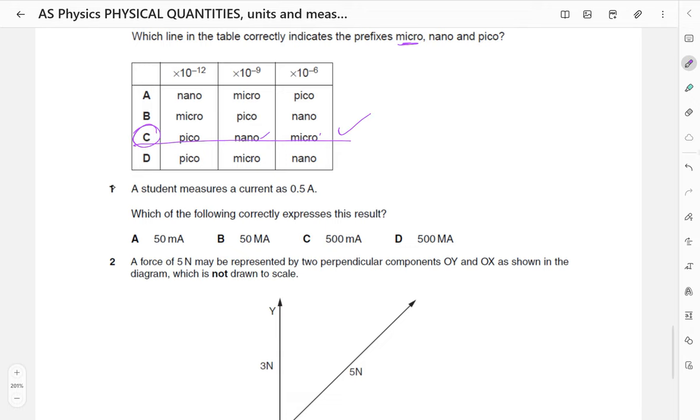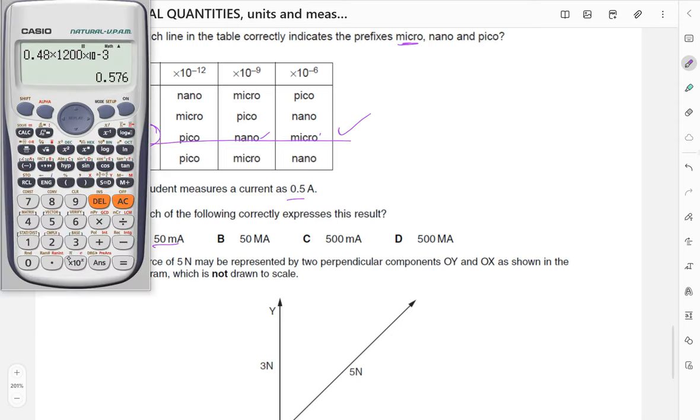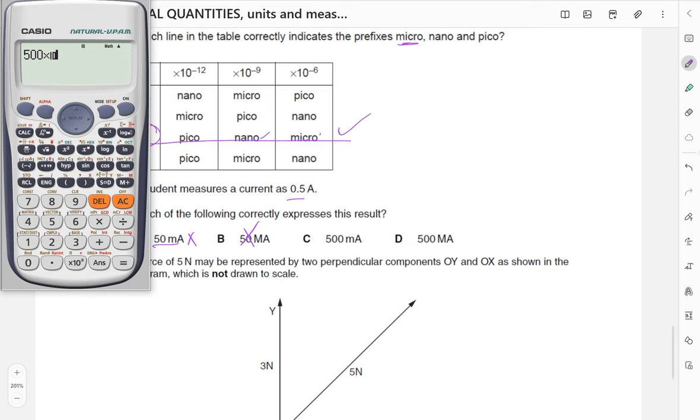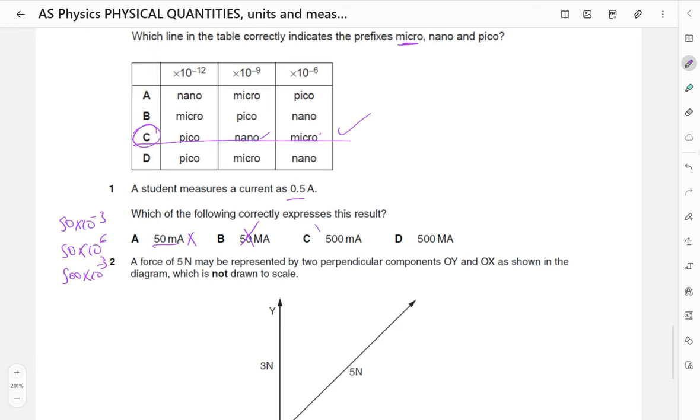A student measures a current of 0.5 amperes. Which of the following correctly expresses this unit? 50 milliamperes, that is 50 times 10 power negative 3. That is 0.05. So this is wrong. 50 mega, that would be 50 times 10 power 6, that will automatically be wrong. 500 milliamperes, that would be 500 times 10 power negative 3 in amperes. I think that is correct. So the answer is going to be C.